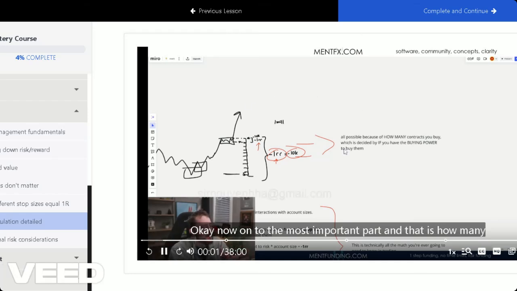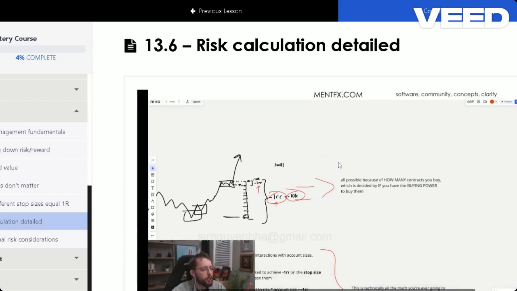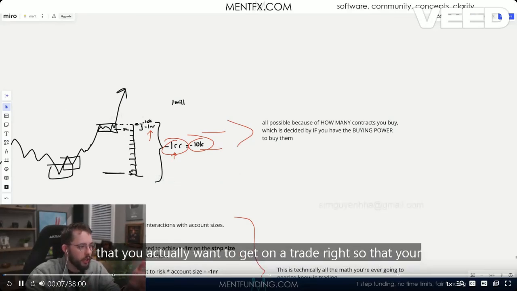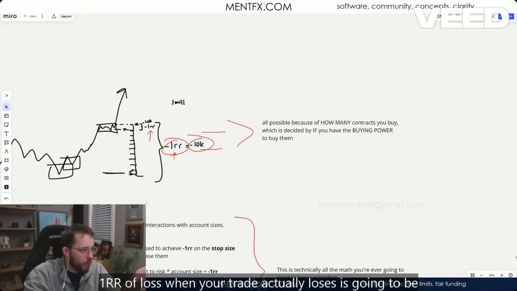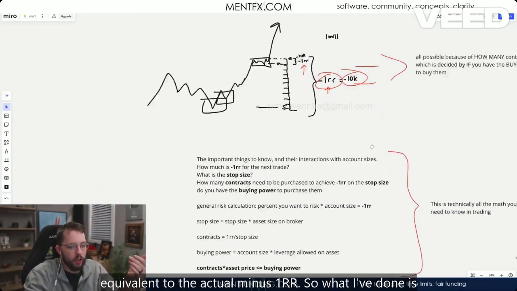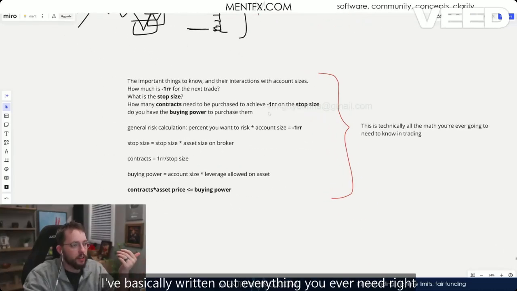Okay, now on to the most important part, and that is how many contracts should you buy to get the correct amount of risk that you actually want to get on a trade, right? So that your 1 RR of loss when your trade actually loses is going to be equivalent to the actual -1 RR. So what I've done is I've basically written out everything you ever need right here.